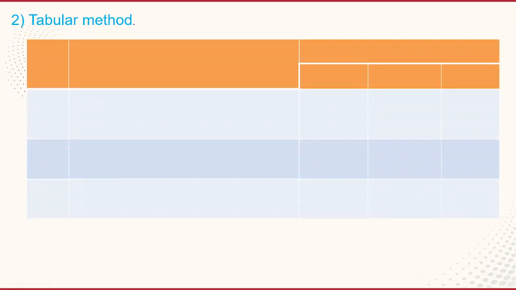Next we will go for the second method, that is the tabular method. As the name indicates, we have to prepare a table before determining the speeds of gear B. Now see how we can construct the table.